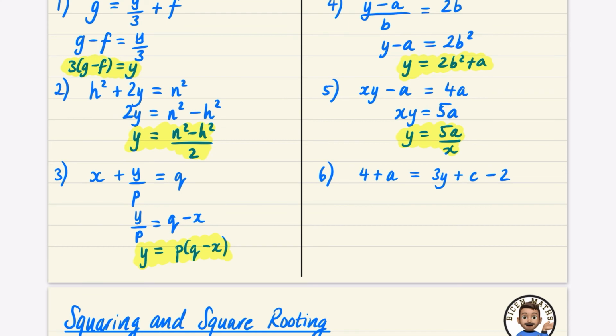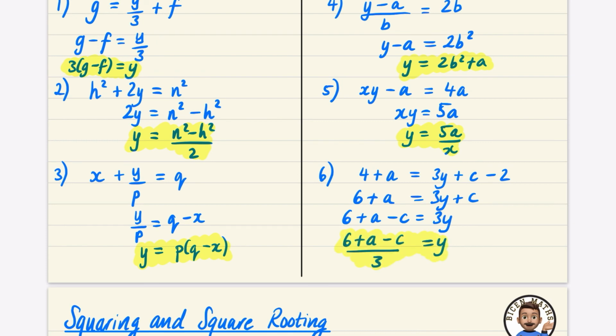So I think what I'll do first of all, I'm going to just deal with this minus 2 by plussing 2 to here. So I get 6 plus a equals 3y plus c. Then I'm going to get rid of this plus c by subtracting it from the other side. So that is 6 plus a subtract c equals 3y. And then I'm going to divide by 3, and I'm going to divide the whole thing by 3 like this, so that we've got y as the subject here.